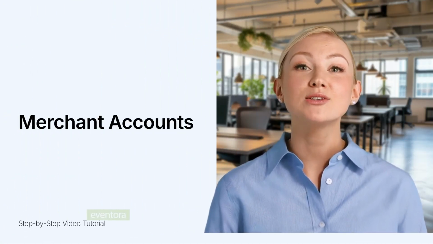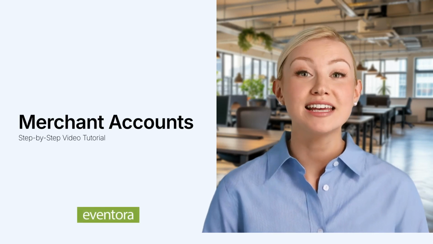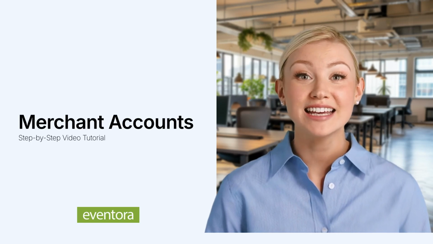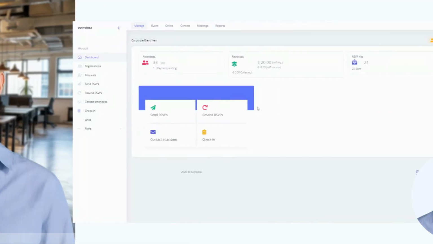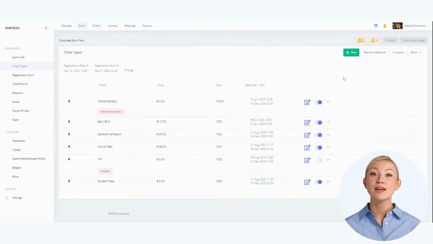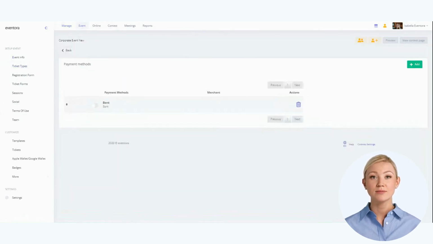Today, we'll guide you through a step-by-step process for creating merchant accounts and accepting payments for your events fast and easy through our platform. Go to Event Setup and Ticket Types. At the top right, choose Payment Methods. Click Add and select Add Merchant/Manage Payments.